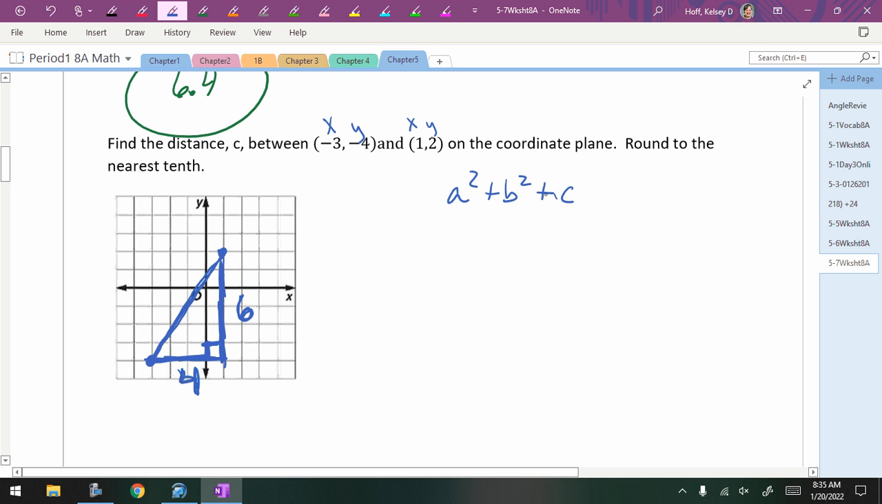Sam, what are you going to write as your equation? We have a squared plus b squared equals c squared. 6 squared plus 4 squared equals, and c is our unknown, right? So we leave it as c squared. Good job. Okay, the 6 and the 4 are the 2 that we have.